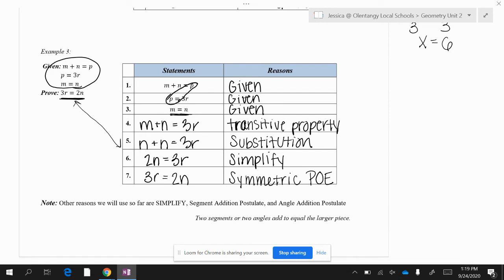Other reasons we will use so far is simplify, which we used throughout this sheet, segment addition postulate, which we learned in Unit 1, and the angle addition postulate, which we used in Angle 1 as well. And that's what this is saying. So two segments or two angles add to equal the larger segment or angle.